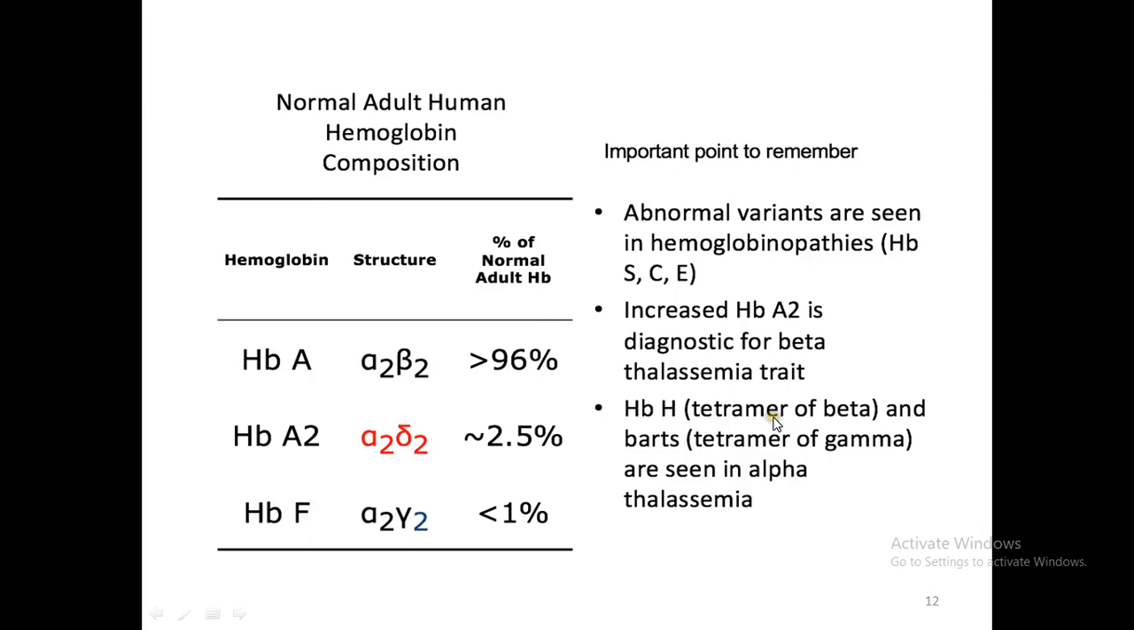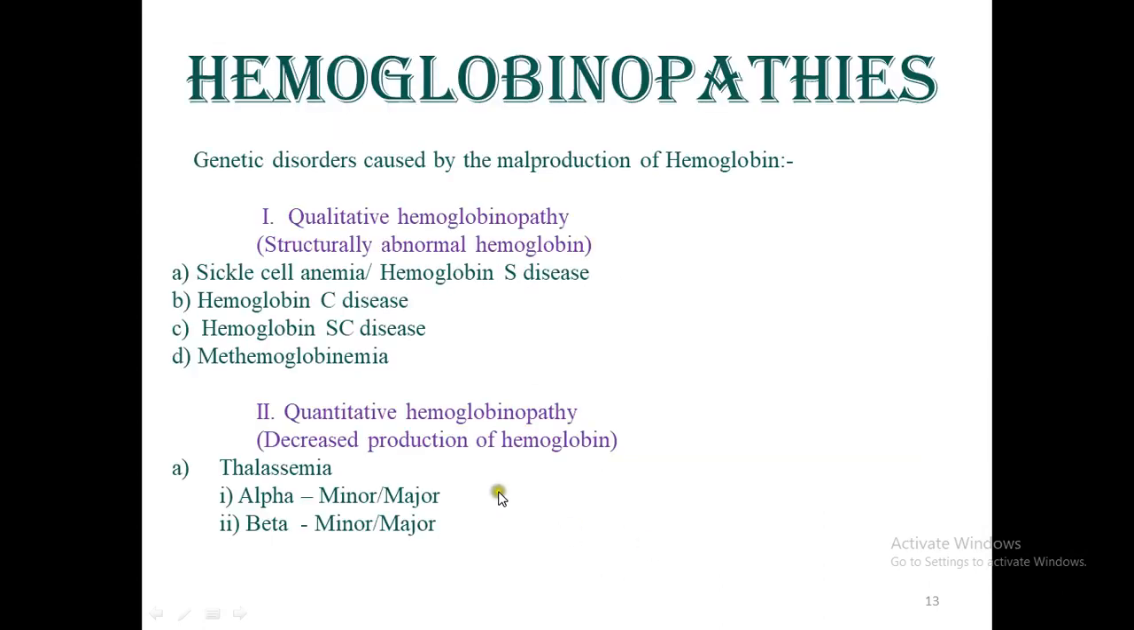Hemoglobin H, which is called a tetramer of beta, and hemoglobin Barts, which is called a tetramer of gamma, are seen in alpha thalassemia. Because in alpha thalassemia, the alpha chains are defective, and thus there may be a tetramer of all beta chains. All 4 chains of globin in the hemoglobin molecule may be just beta. This is called hemoglobin H. And in hemoglobin Barts, the tetramer consists of all gamma chains. So these are seen in alpha thalassemia when the alpha chains are defective in synthesis.